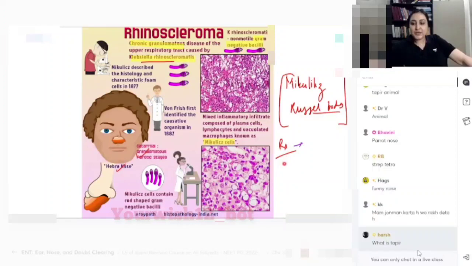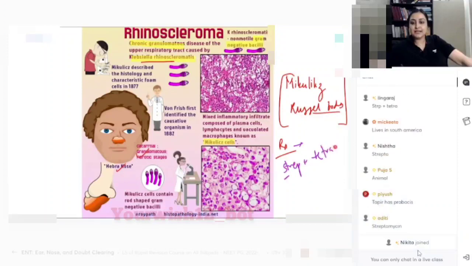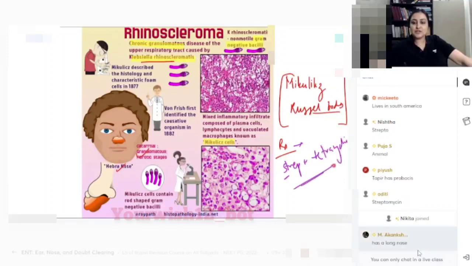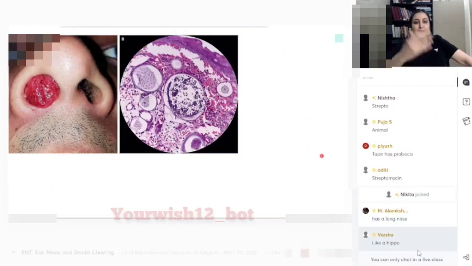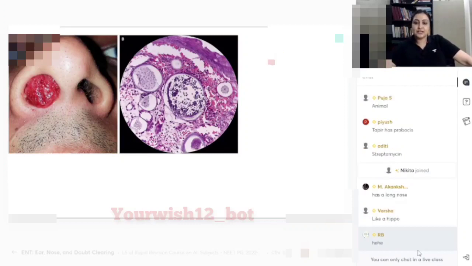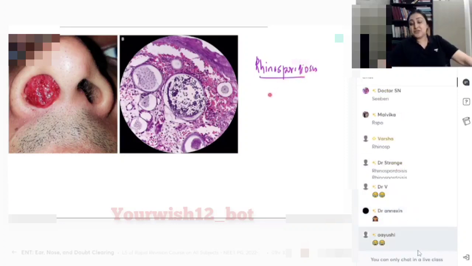Anyways, so the treatment is what? Strep plus tetra, right. Rhinoscleroma is from S, so strep plus tetracycline. Fine. So this is what you need to know. All right. Okay. Fine. Don't show off now. So this is that. What is this? When you have a mulberry kind of mass, you can confuse it with rhino, rhinosporidiosis. So this is not scleroma. This is rhinosporidiosis. What is the cause of rhinosporidiosis?